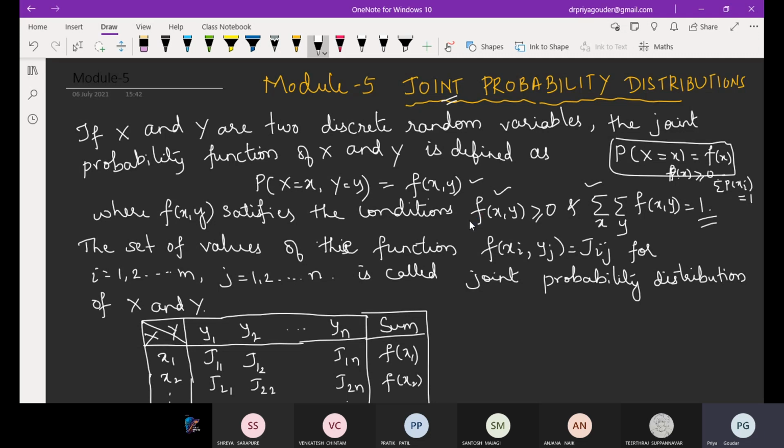Now, here if you just go on taking, suppose if I have the function in the form f of xi comma yj. This is just denoted as Jij, joint probability. So the letter J is used, Jij. So here i is going to take the values from 1 to m, 1, 2, 3, 4 like that till m, and j is going to take the values from 1, 2, 3 so on till n. So this function is called as joint probability distribution. This is what the notation they use.